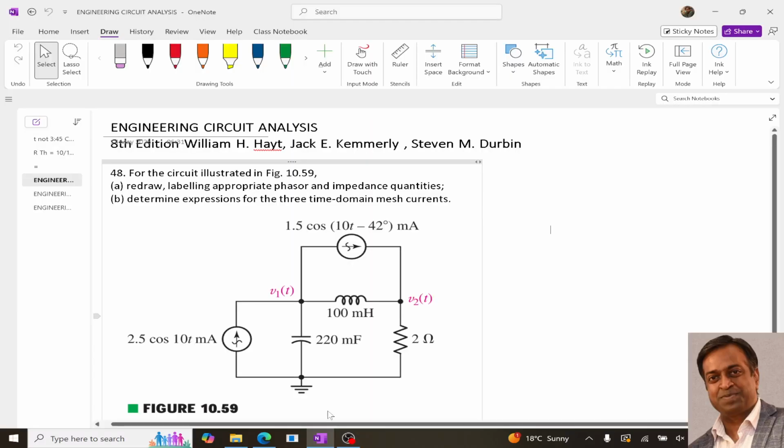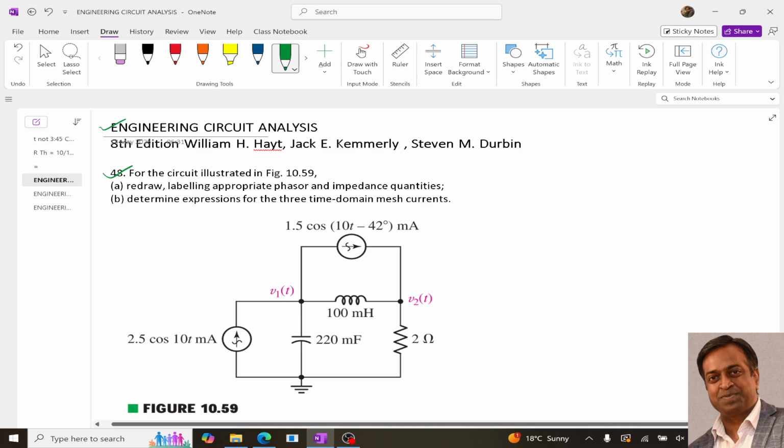Hello guys, in this video I am going to explain the solution of question number 48 from chapter 10 of this book Engineering Circuit Analysis by Hayt, Kemmerly and Durbin. So the question says that for the given circuit we need to redraw labeling appropriate phasor and impedance quantities.